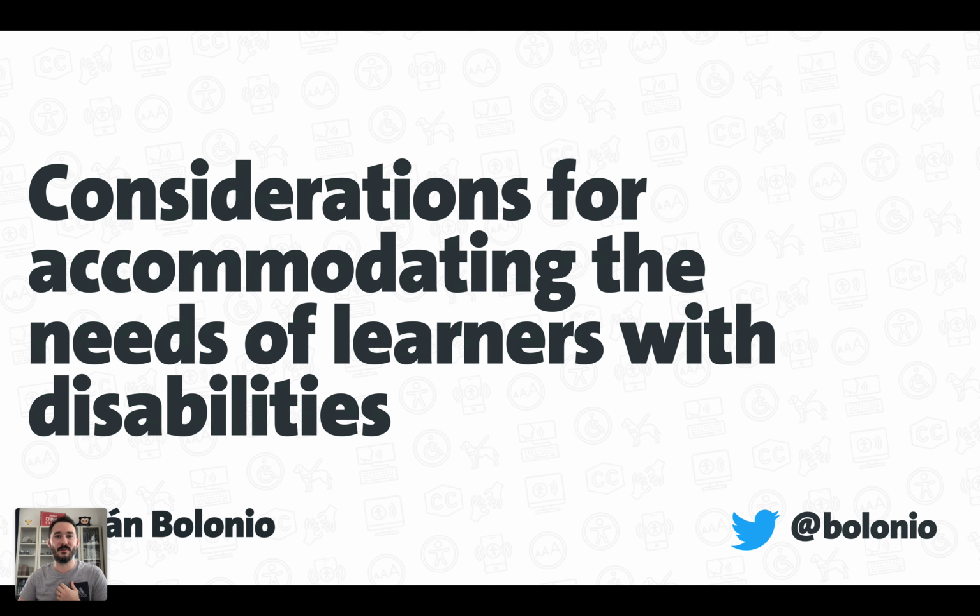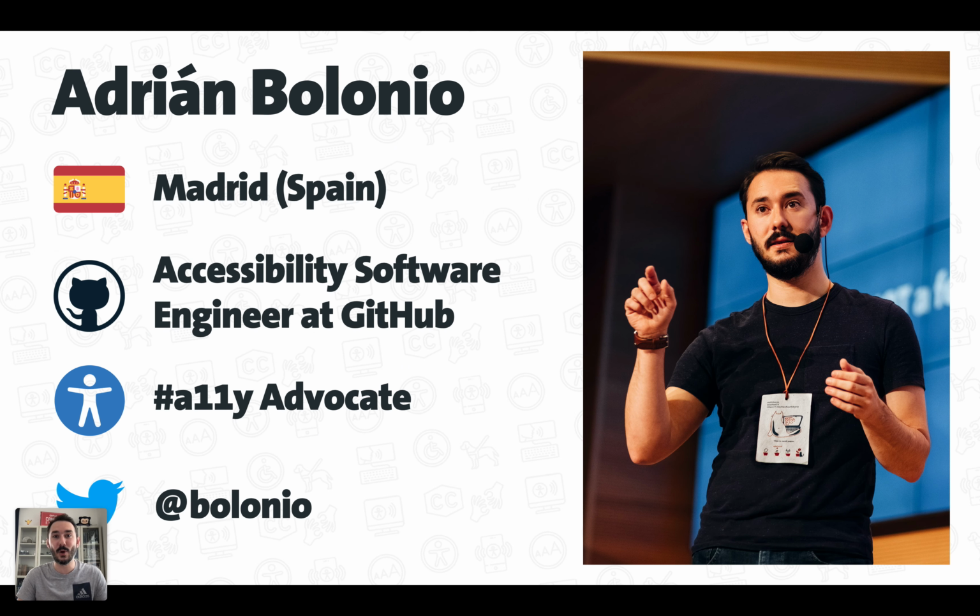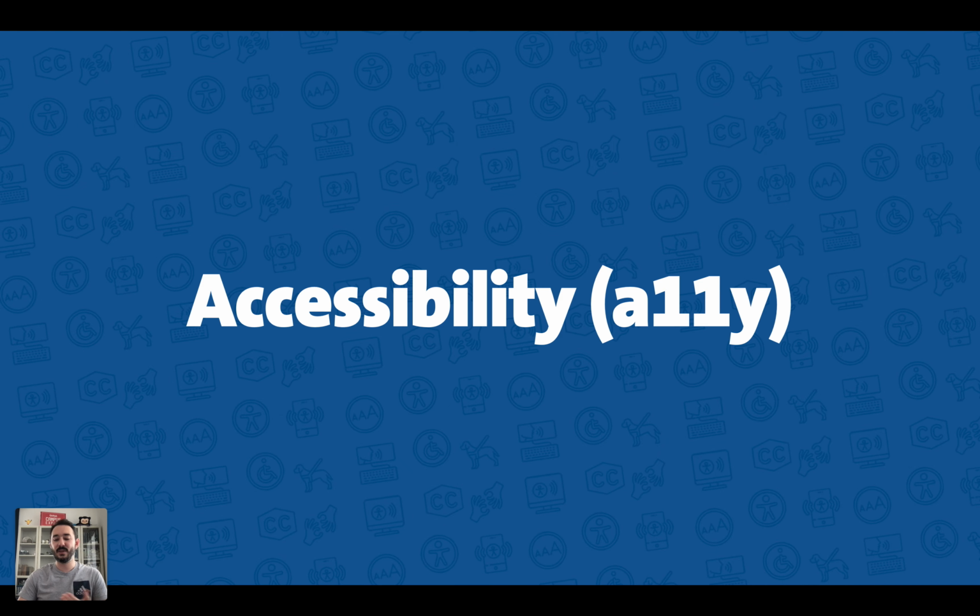Let me introduce myself first. My name is Adrián Bolonio. I am from Spain, from Madrid. I work as an accessibility software engineer at GitHub, where we follow, or try to follow, all accessibility principles, specifically in the online world with digital products. You can find me almost anywhere, especially on Twitter, under my surname, Bolonio.